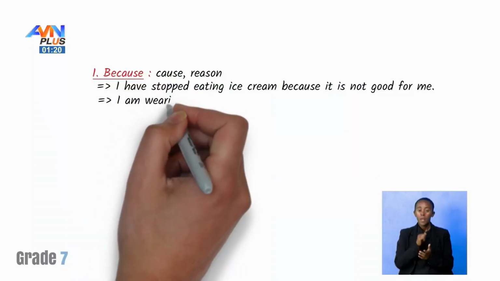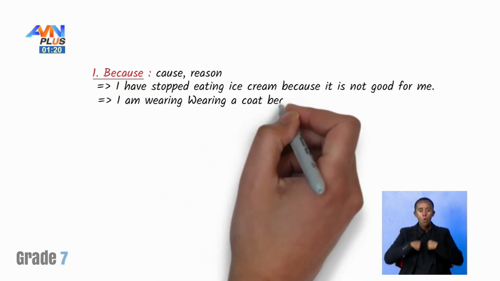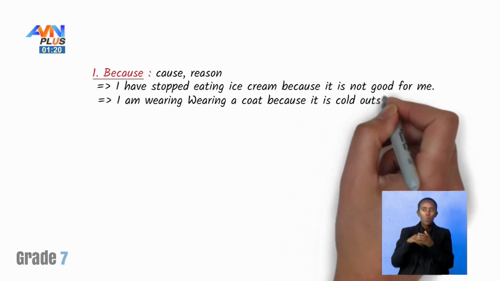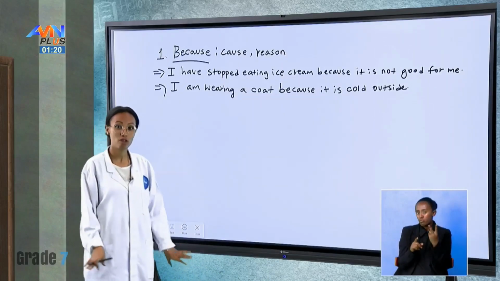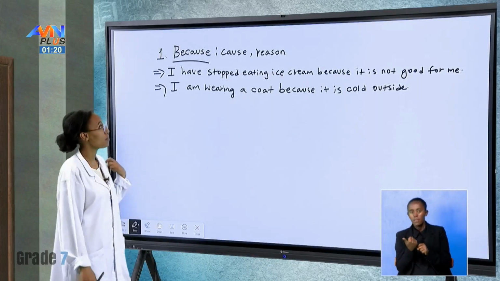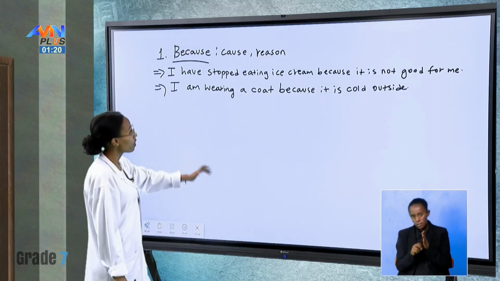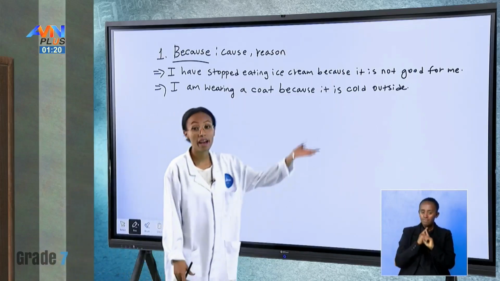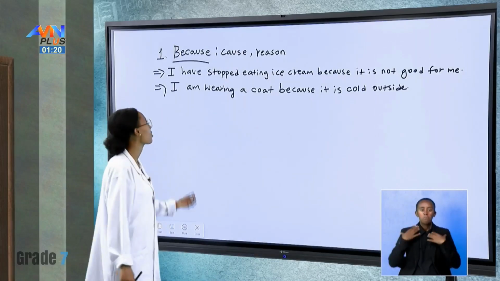I am wearing a coat because it is cold outside. Again, something happened. Two ideas here, right? But because of one of the actions, another thing will happen. So you could say it is like cause and effect. So I am wearing a coat. If you would ask me, why are you wearing a coat? I would tell you, because it is cold outside. Because of that, I am wearing a coat.